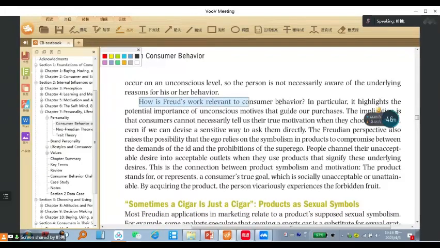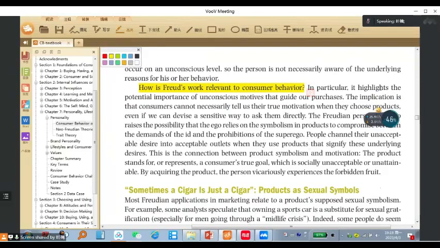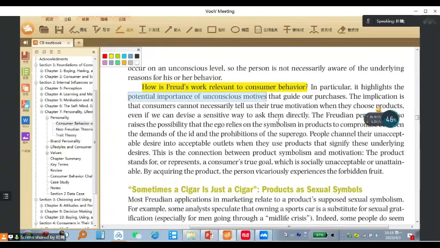And how is Freud's work related to consumer behavior? You can see it highlights the potential importance of unconscious motives that guide our purchases. So consumers cannot necessarily tell us the true motivation when they choose products, even if we can devise a sensitive way to ask them directly. The Freudian perspective often raises the possibility that the ego relies on the symbolism in products to compromise between the demands of the id and the prohibition of the superego.